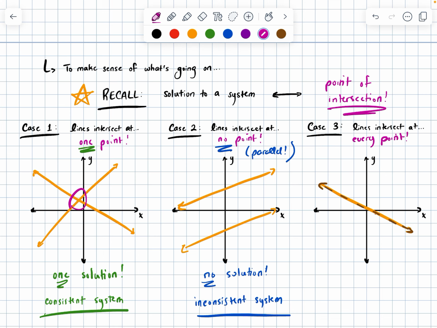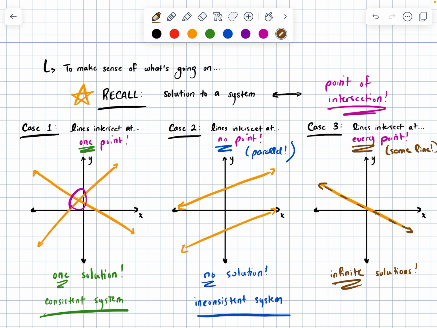What that tells me here is that if my lines intersect at every point, what's really happening here is that my lines are the same. They're just two different ways of writing the same equation. So, if a line intersects at every point, it has infinitely many points of intersection, perhaps unsurprisingly. This system of equations would have not one, not none, but infinite solutions. Here, any point on the line would also be a point on the other line.